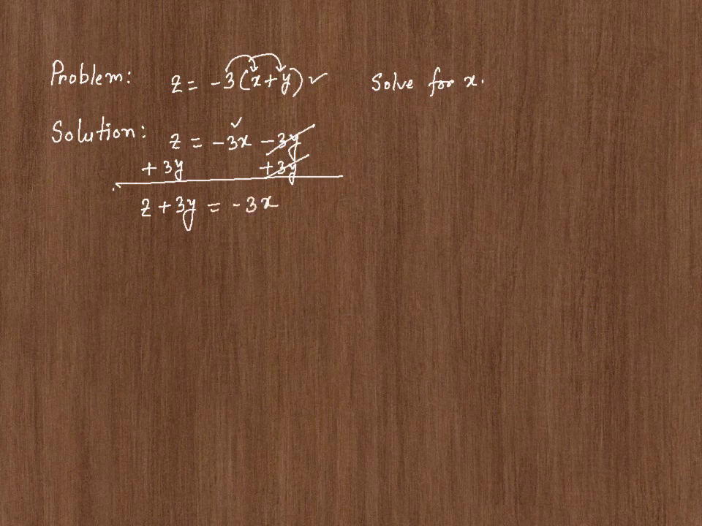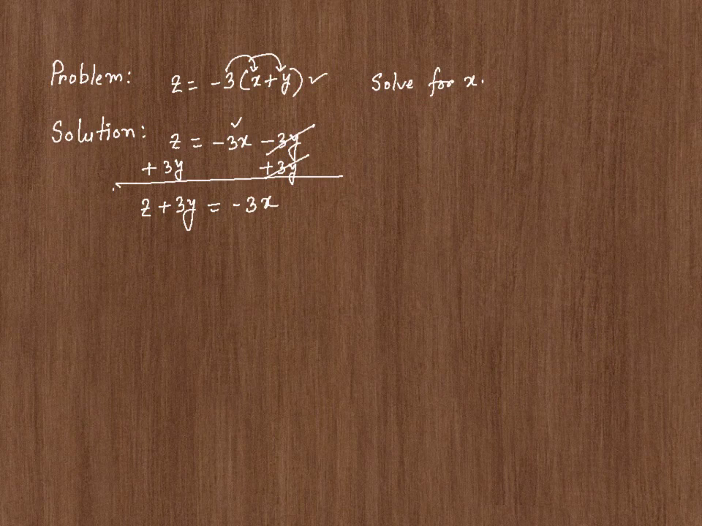Now, in order to solve for x, I need to divide both sides by negative 3 because negative 3x has negative 3 in it. Now remember, I'm using the division property of equation. That means I can divide both sides of an equation by any number except for 0. Similarly, we have the multiplication property of equation. I can multiply both sides of an equation by any number except for 0.